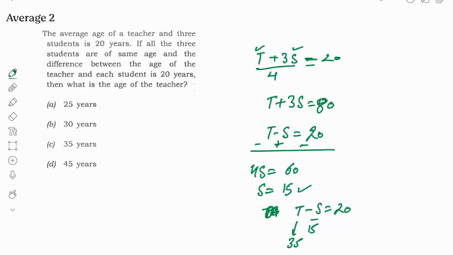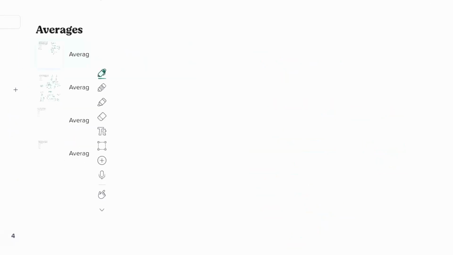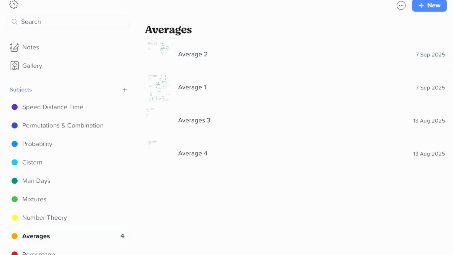From this we know that the teacher is 35, and we can recheck that. If I add 3S, that is 3 into 15 is equal to 45, and 35 plus 45 is 80. So we confirm that answer. So what is the age of the teacher? It's 35 years of age, right? Now let's solve another question on this.